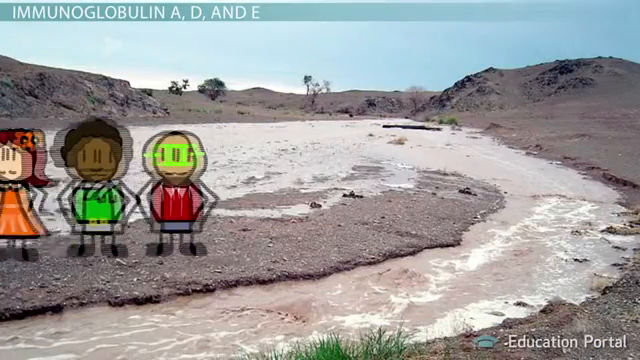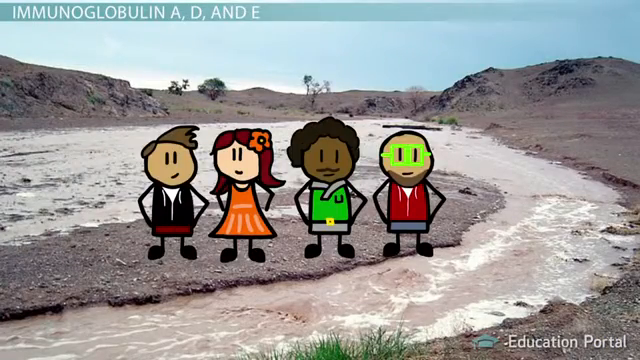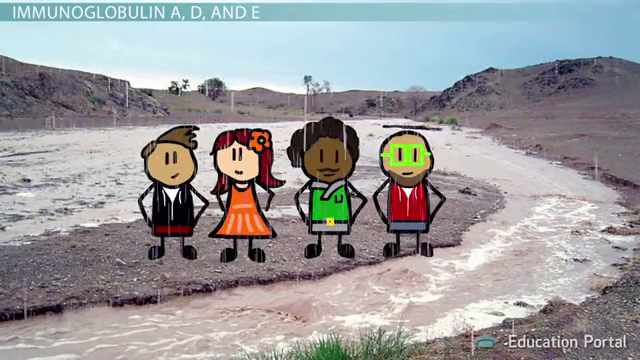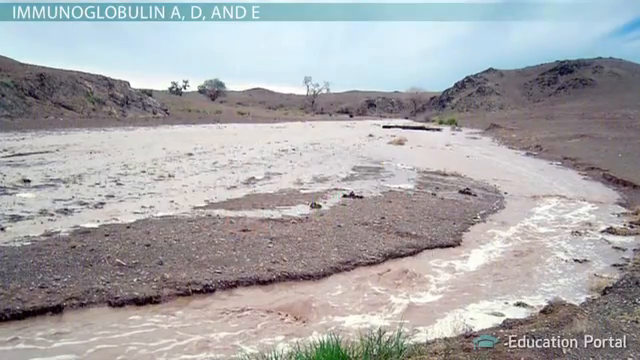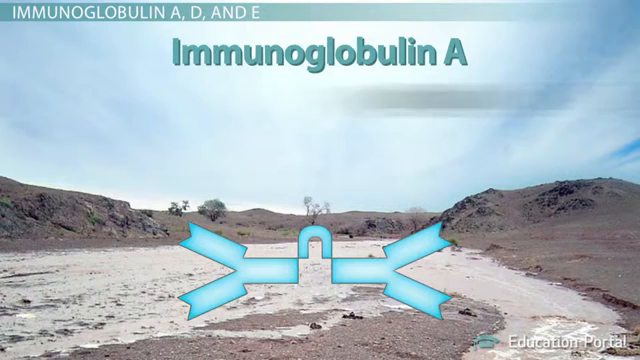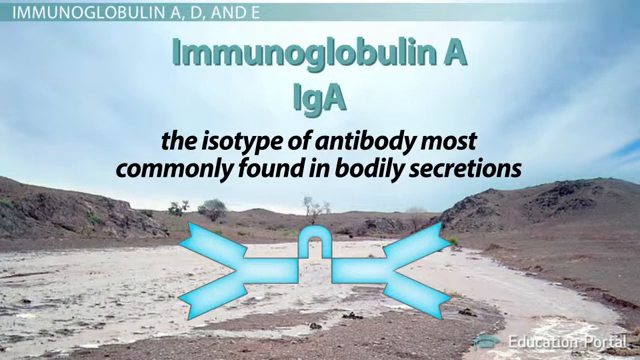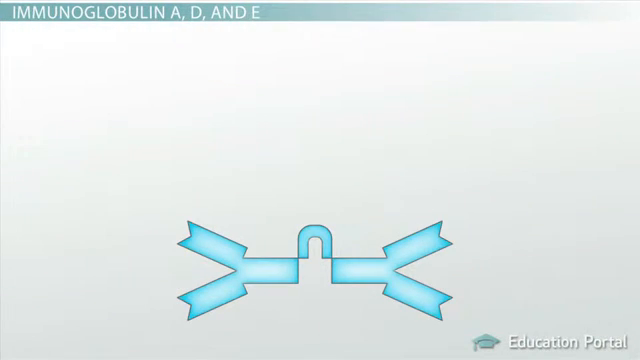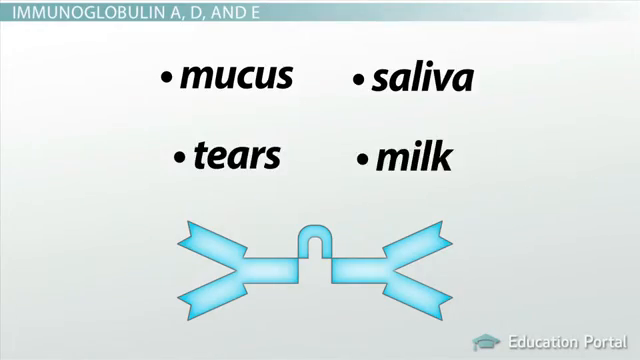As we do so, we come up against an arroyo. These are dry creek beds that fill with water after heavy secretions from the sky. That is to say, after a lot of rain. Our arroyo is a metaphor for immunoglobulin A, or IgA for short. This is the isotype of antibody most commonly found in bodily secretions. For example, it can be found in mucus, saliva, tears, and milk.